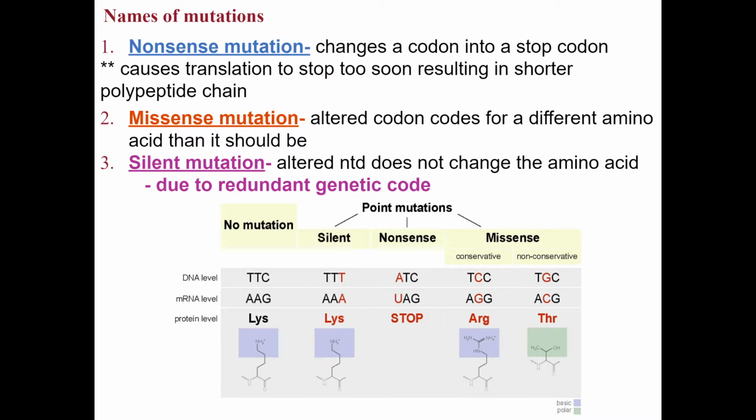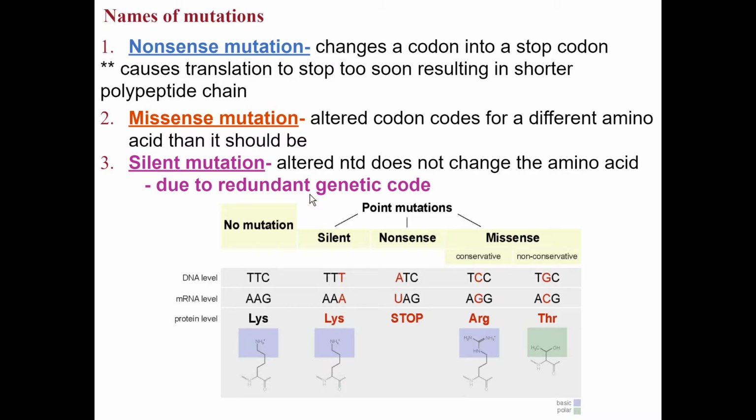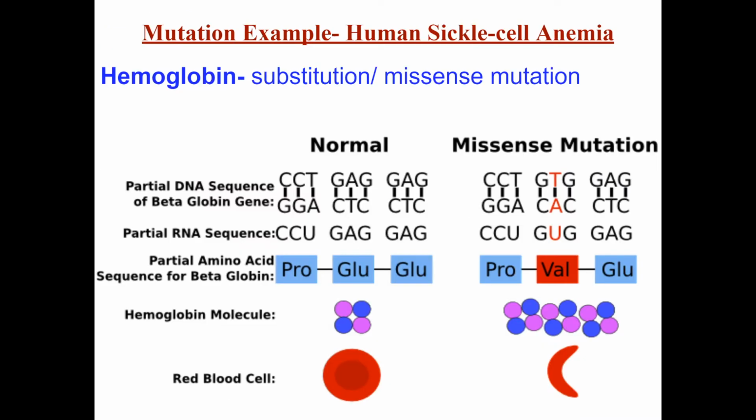Then a silent mutation is going to be where a nucleotide does change, but the amino acid stays the same. So for instance here, if this was our DNA TTC, a silent mutation might result in a TTT, but the amino acids in the end are exactly the same. So with a silent mutation, nothing happens, the protein is still going to be exactly the same. It's due to the redundant code.